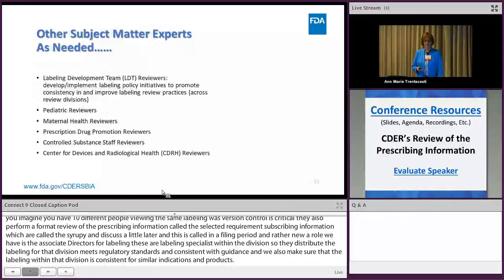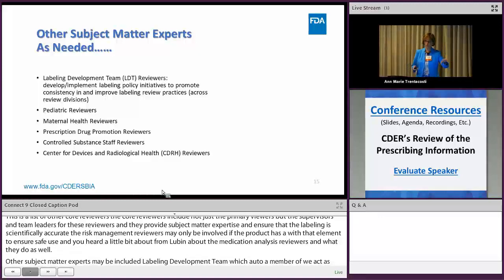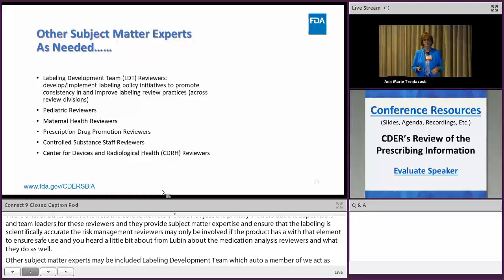Other subject matter experts may be included. The labeling development team, of which I'm a member, acts as liaisons or mentors and helps the associate directors of labeling promote consistency of labeling across the divisions, whereas the ADL is within the divisions, we're across the divisions. So they ask us to get involved when there's more difficult labeling or to help them interpret some of the regulations or guidances.